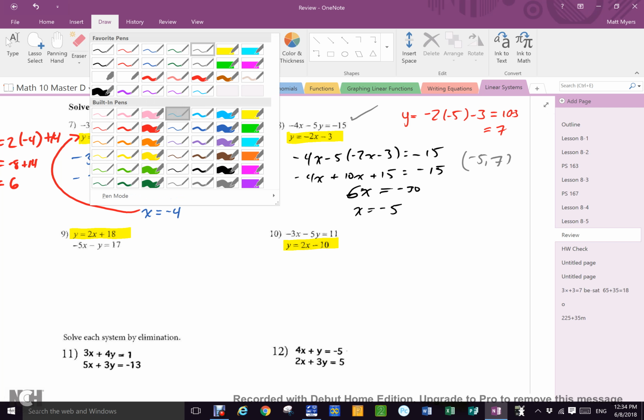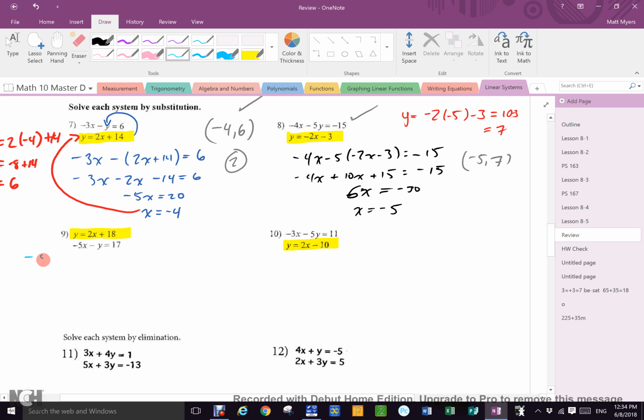Tired of red and blue. Going to sky blue. Negative 5x minus 2x plus 18 equals 17. The color change confused it. Negative 5x minus 2x plus 18 equals 17. Negative 7x equals 35. x equals negative 5.